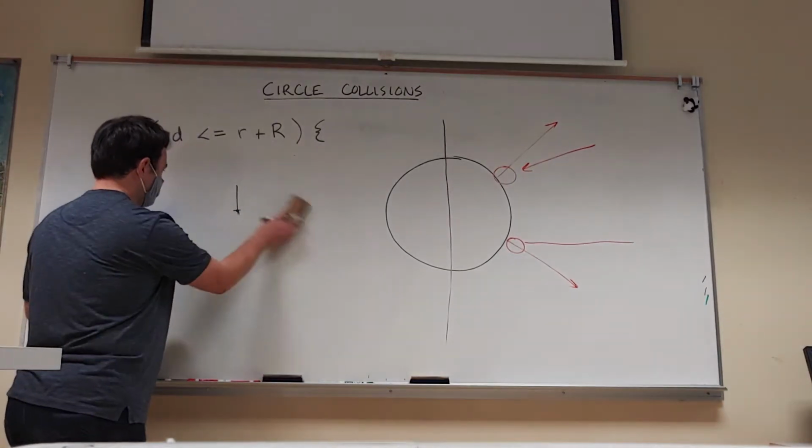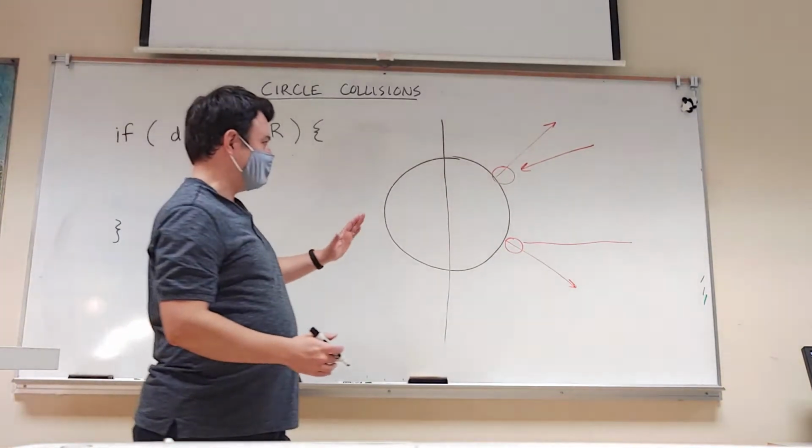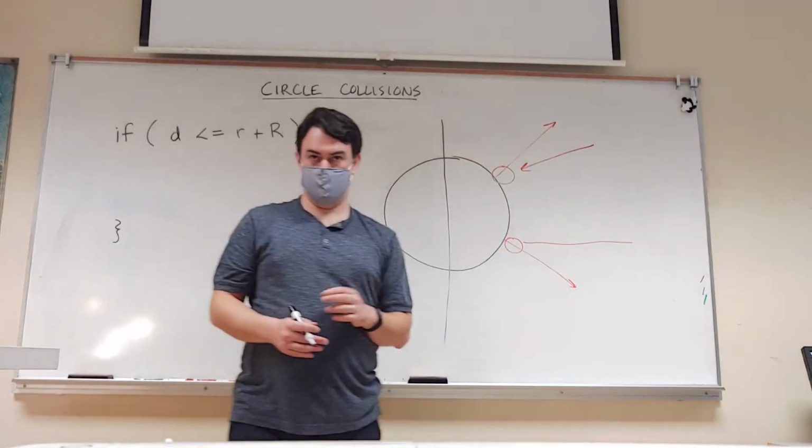So what we need to find the slope of is the line that the ball is going to shoot out from.